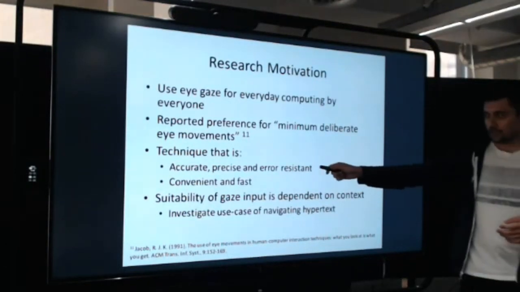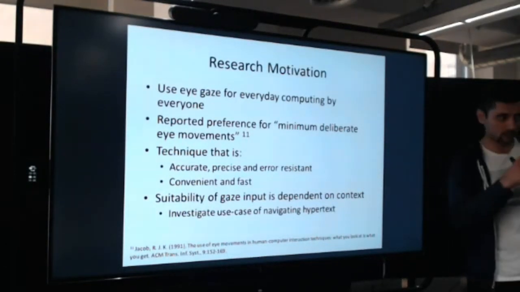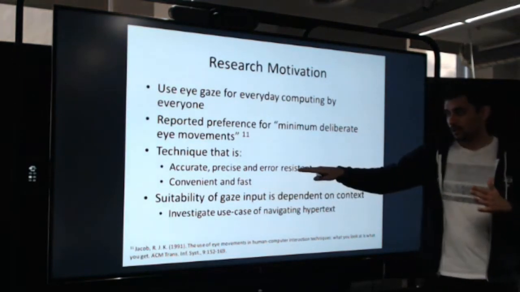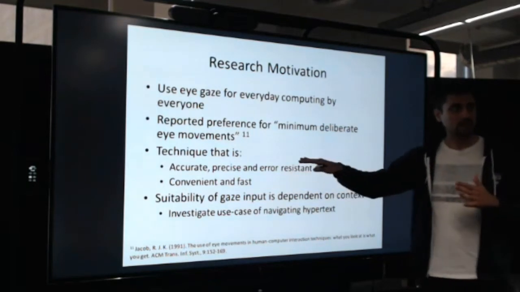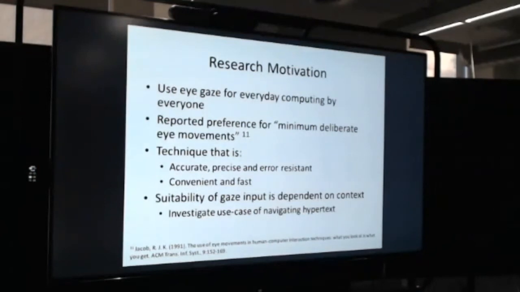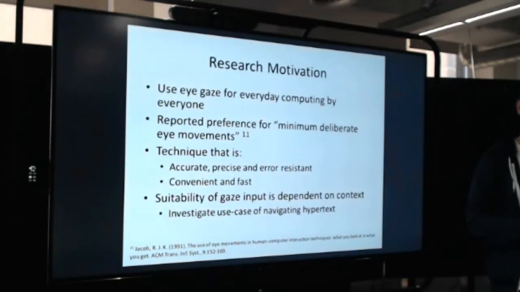So these are basically opposing requirements. As soon as you start making it too fast and convenient, you end up with more errors. If you try to make it too error resistant, then it becomes slow. So how do you find that balance between the two was a question that I was dealing with. And because our gaze behavior depends a lot on the context or the task that we're performing, I ended up narrowing down to the use case of clicking hyperlinks. So only focusing on how we can click hyperlinks using eye gaze interaction.